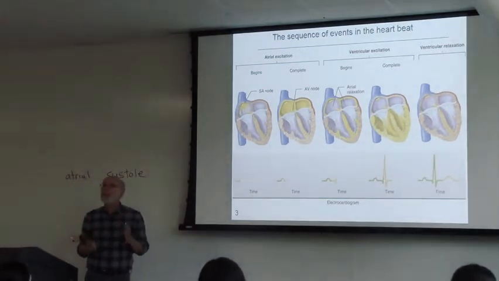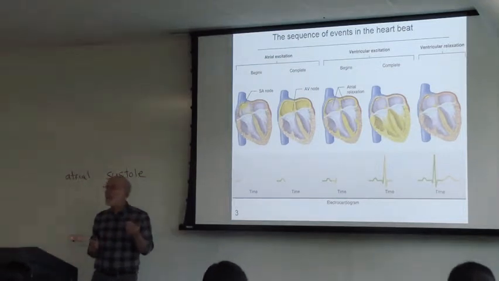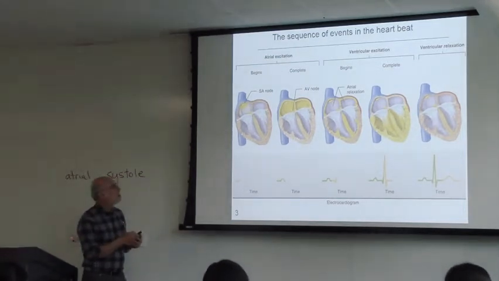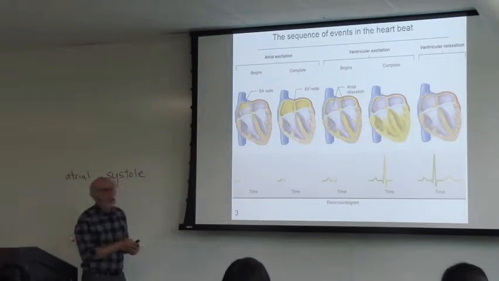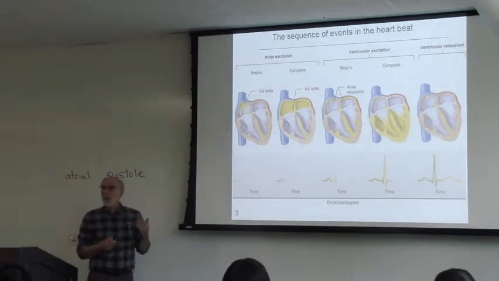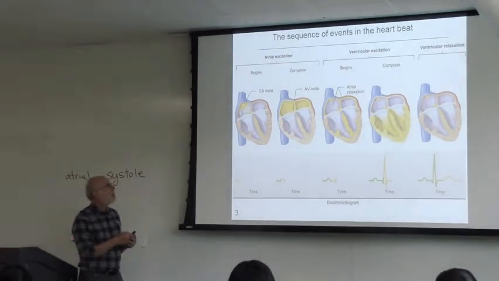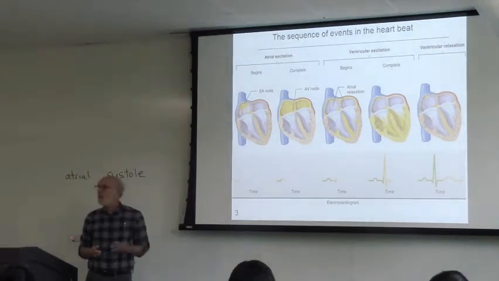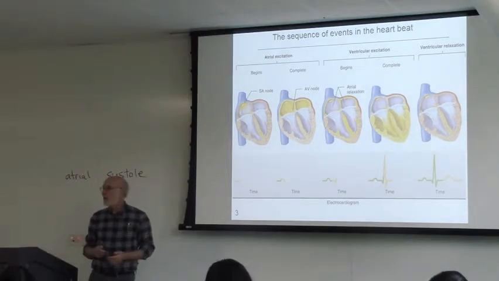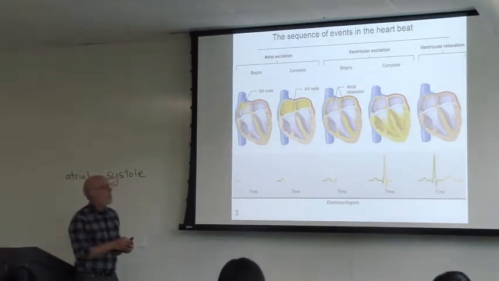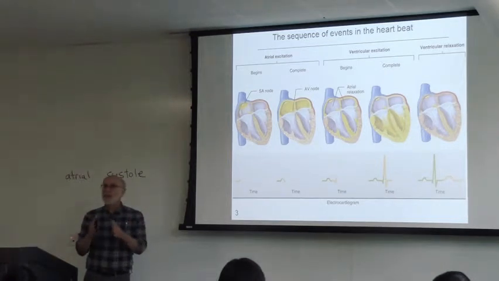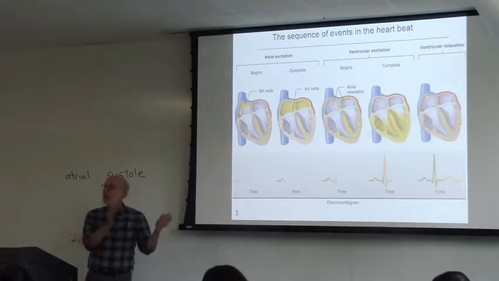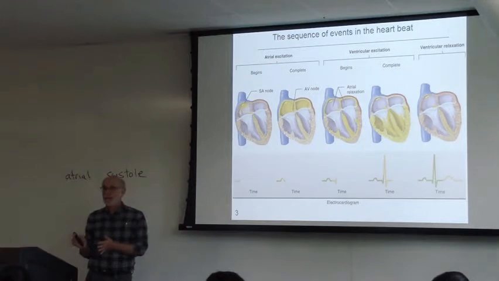What it does is it enforces a delay between atrial systole and ventricular systole. The heart is designed to pump the blood from the atria into the ventricles, and then pump the blood from the ventricles to either the lungs on the right side or the body on the left side. And the AV node is what does that delay between atrial systole and ventricular systole.